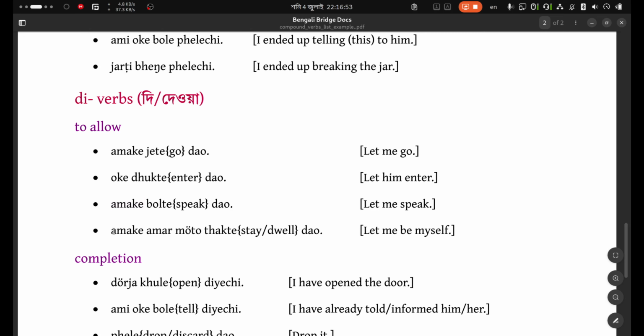And this one is a line from a song. আমাকে আমার মতো থাকতে দাও. থাকতে দাও, let me be. থাকতে দাও, or let me stay. I just add that like a trivia. আমাকে আমার মতো থাকতে দাও, let me be myself.